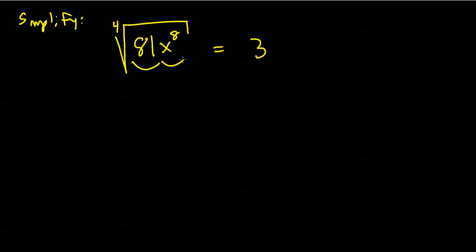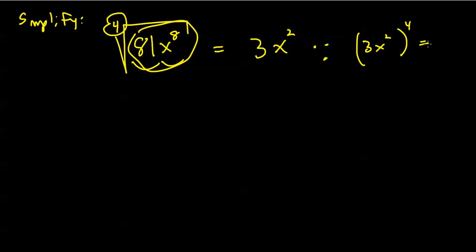And what's the fourth root of x to the eighth? Well, that's going to be x squared. Again, I claim the fourth root of 81x to the eighth is 3x squared. And again, we could check our answer and claim because 3x squared to the fourth is indeed 81x to the eighth. Check it out. 3 to the fourth is 81, and x squared to the fourth power is indeed x to the eighth.